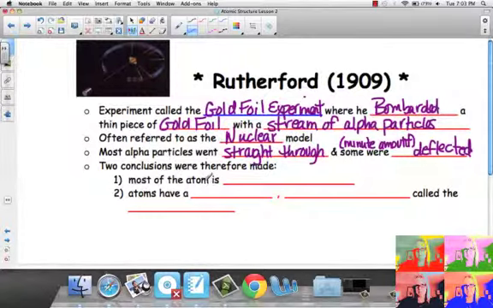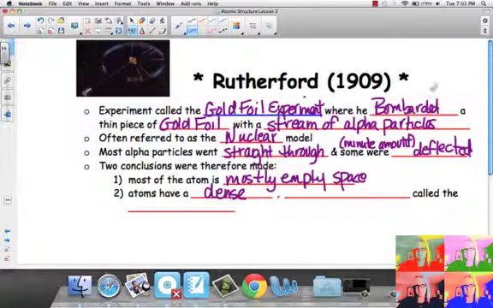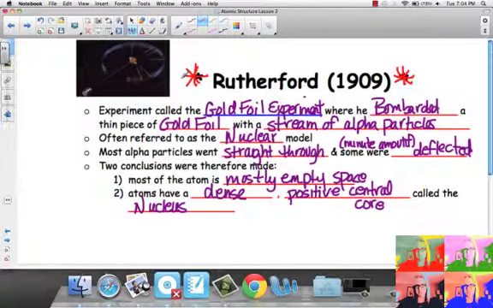So two conclusions were therefore made. One was that the atom is mostly empty space, and atoms have a dense positive central core, which you know today is called the nucleus. This experiment is extremely important. You see these asterisks? That means you really need to know this, okay?